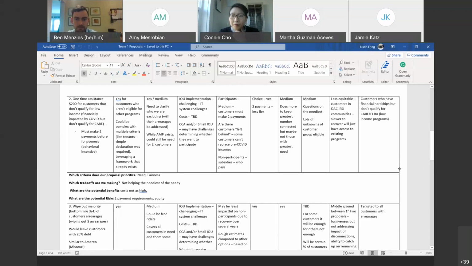This program would also require that these customers make 2 payments before the forgiveness would be granted. This is the only one of our 3 proposals that included a behavioral incentive. We decided that this proposal prioritized need and fairness. Of course, the trade-off is that it does not prioritize equity.